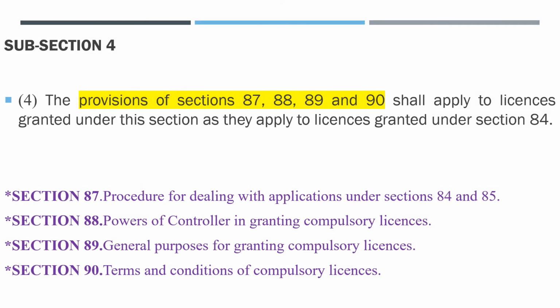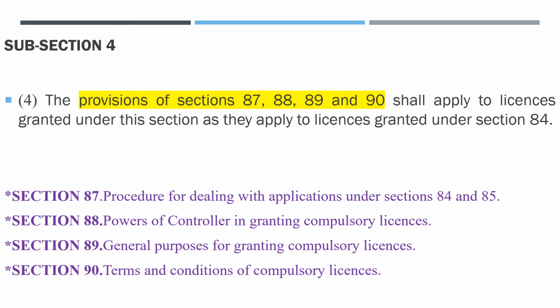Subsection 4, and this is the last subsection of section 91. Okay, what does it say? This says the provisions of sections 87, 88, 89 and 90 shall apply to licenses granted under this section as they apply to licenses granted under section 84. So the simple meaning is that the provisions of sections 87, 88, 89 and 90 shall apply to licenses granted under this section in the similar way they apply to licenses granted under section 84. That's all. This is the simple meaning of this.